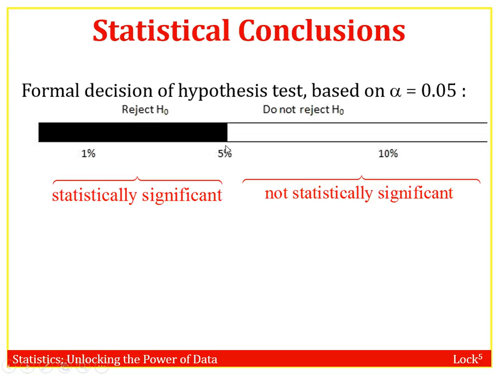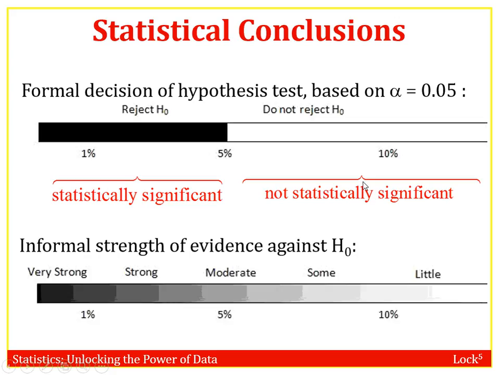So if you are at alpha 0.05 or 5% or less, that's to the left, we would reject and it's statistically significant. If you're at 5% or above, you do not reject and it's not statistically significant. Now, we can also use some informal words to describe this too.